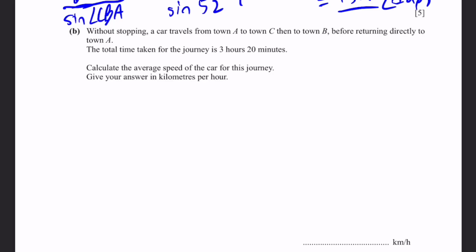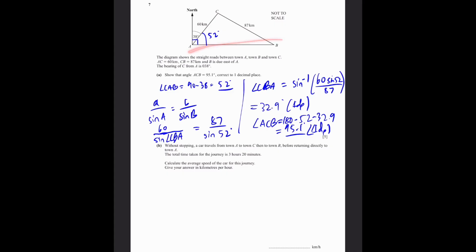Without stopping, a car travels from town A to town C and then to town B, and then directly back to town A. The total time taken is 3 hours 20 minutes for the full journey. Calculate the average speed of the car for this journey. Give your answer in kilometers per hour. So first we need to find this length, AB.